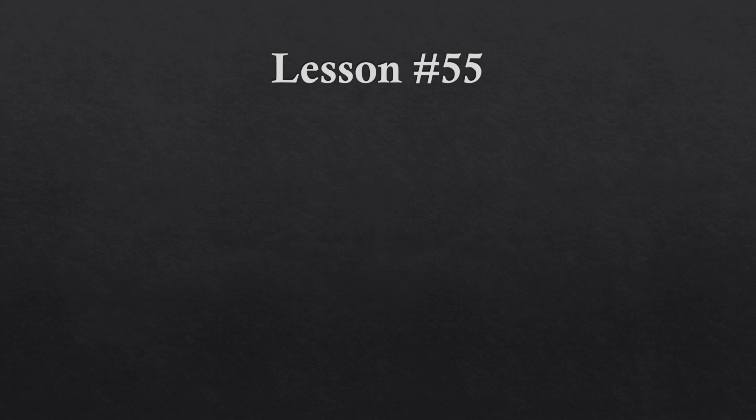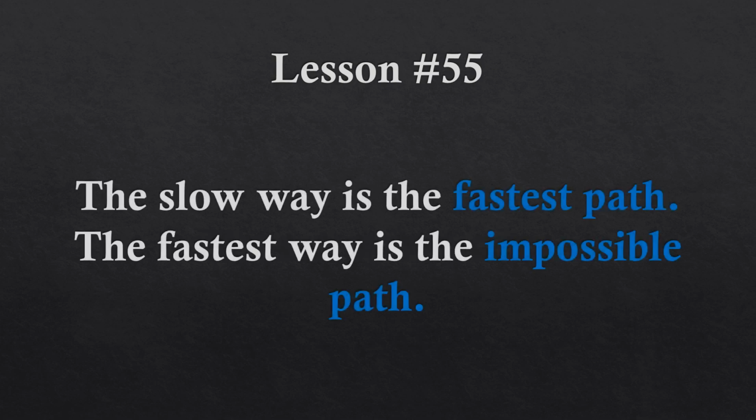Lesson number 55. The slow way is the fastest path. The fastest way is the impossible path. People are always after the easy solution that will lead them to the final result without paying their dues. That's certainly true in trading. Traders want to become rich quickly, and when they are learning, they want to disrespect the appropriate learning curve because they are in a hurry. If you are in a hurry, you should not be trading at all. If you want to become rich quickly, you should play the lottery instead. And guess what? You will probably not win also.